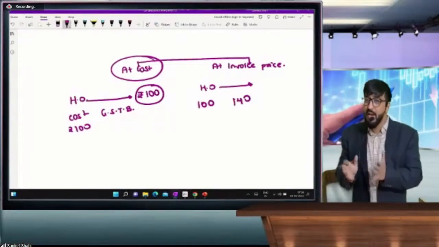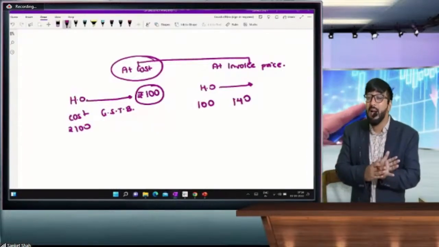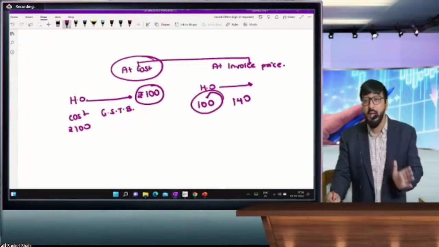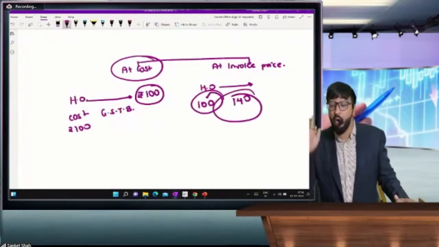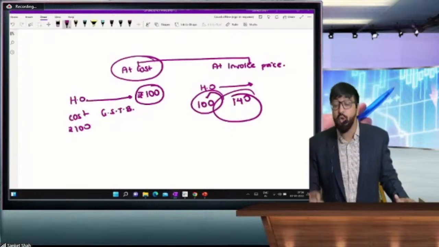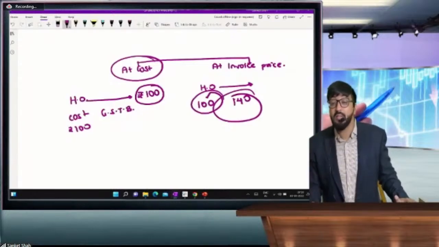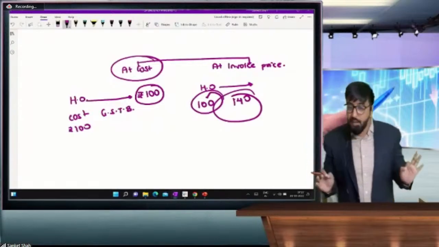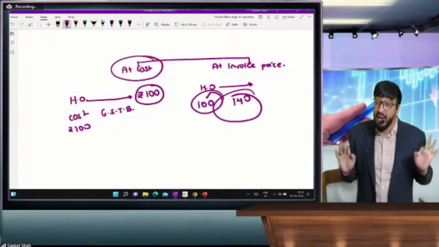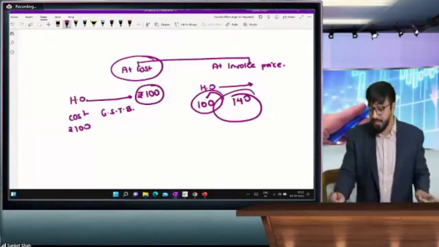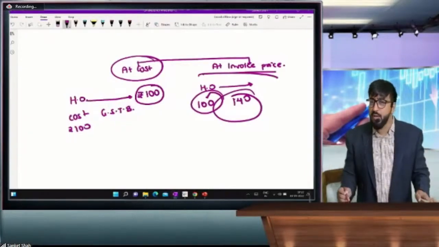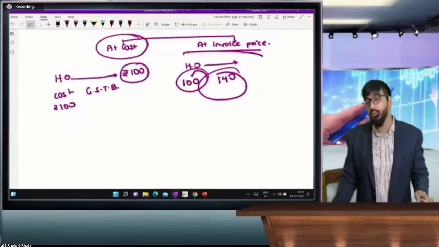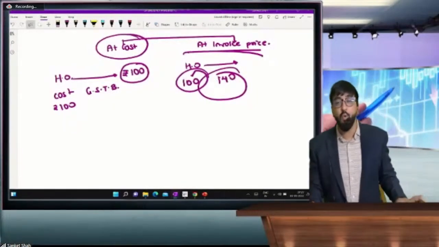That's why head office sends goods not at 100. The costing is rupees 100, but they are sending goods at 140, and on those goods the price tag is 140. So that's why the branch manager does not have an idea about their cost. Very simple, if head office wants to hide their cost from the branch, they will send goods at invoice price. Can you tell me whether profit is more at cost or profit is more at invoice price?